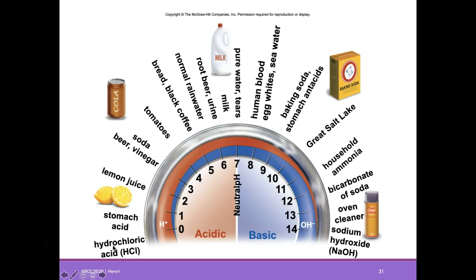So hydrochloric acid is a very strong acid. Stomach acid has a pH of about 0.5. It has a lot of H pluses. It's very, very acidic. Then we have lemon juice and beer, vinegar, tomatoes, coffee, urine, milk. And then again, pure water and tears are neutral. Human blood is slightly alkaline. It's about 7.35 to 7.45. Then you have baking soda, and then cleaning products tend to be very alkaline or basic.